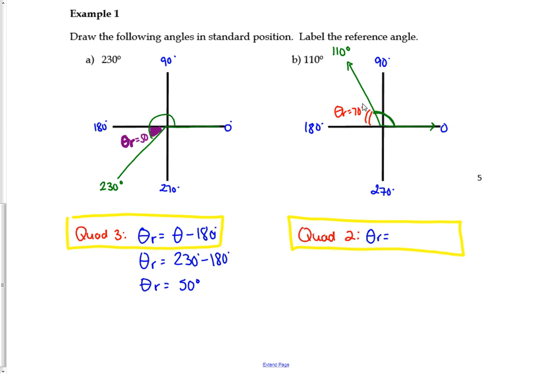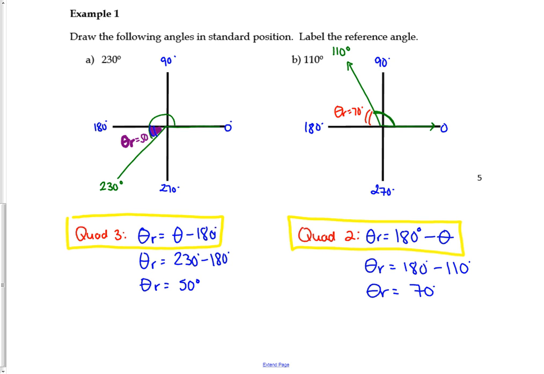So how did you get that? What did you do? So 180 minus 110. So you took 180 and you took away your rotation angle. So in quadrant 2, to get your reference, it'll always be 180 minus the rotation angle. So in this case it was 180 minus 110. So 70. Okay? That's your rotation. That was our reference here.